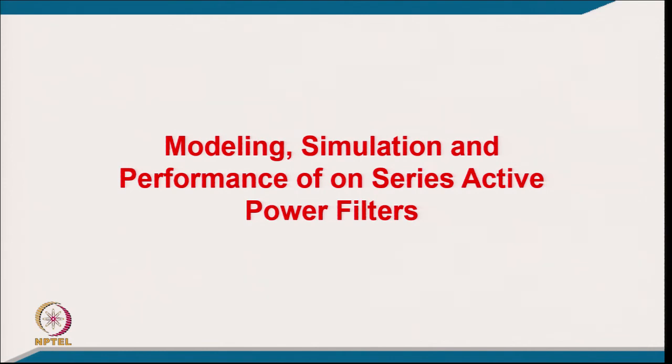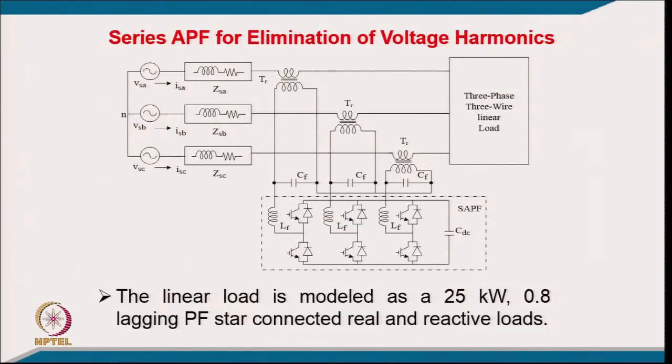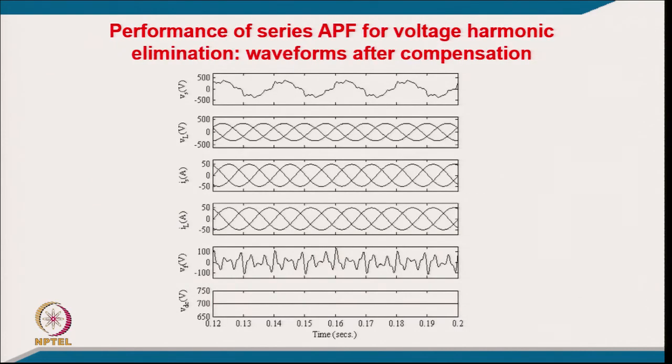So, coming now to modeling, simulation and performance of the series active power filter. This is the circuit of the 3-phase 3-wire series active filter, and we have a load here. A linear load is modeled as a 25 kilowatt, 0.8 lagging power factor, star connected real and reactive load, and the supply voltages are distorted. We are just applying a distorted supply voltage to check the performance of the series active filter for voltage harmonic elimination and the waveforms after compensation.